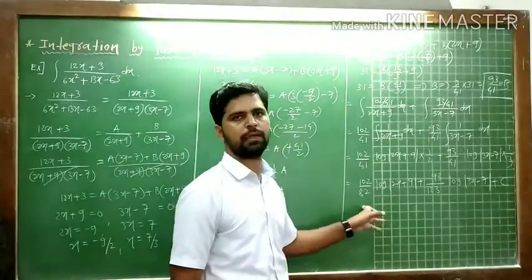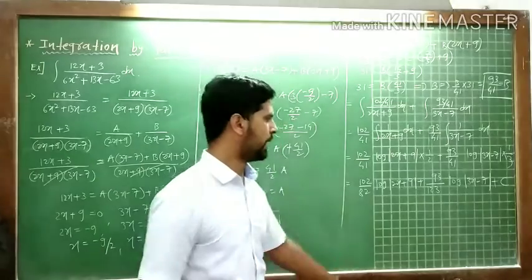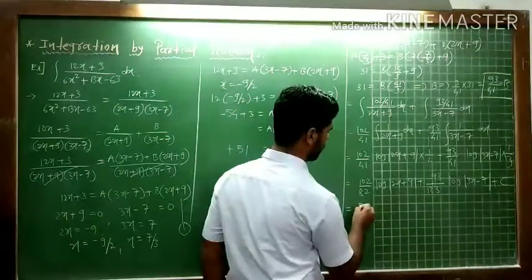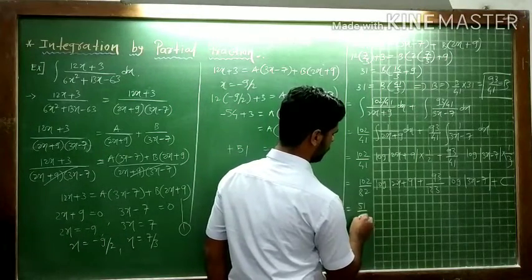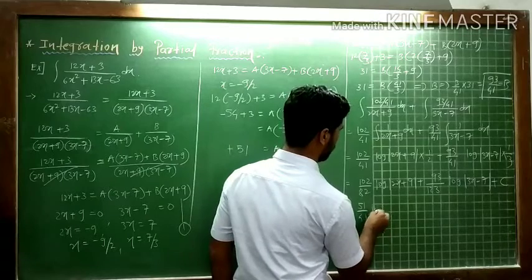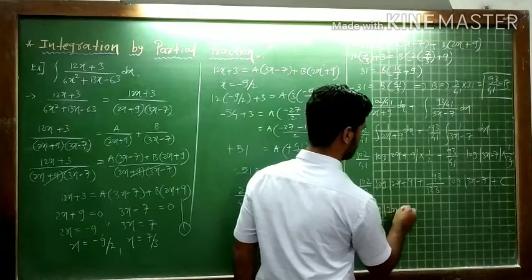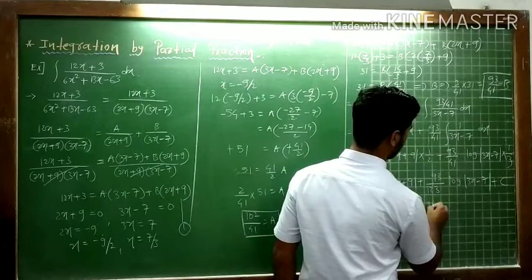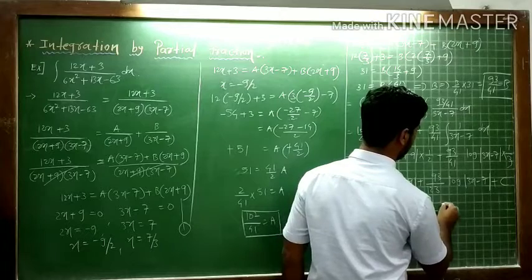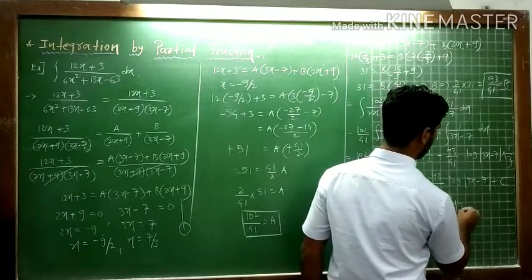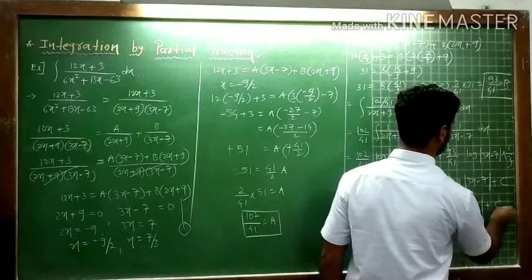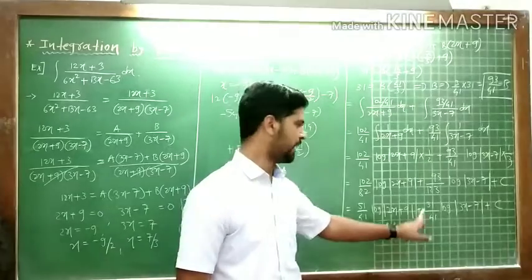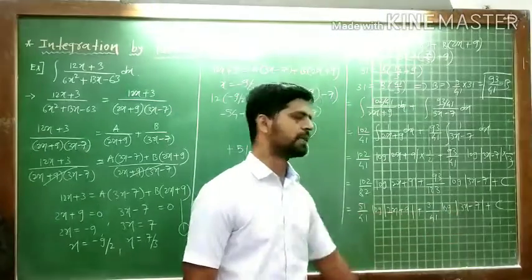If you want, you can divide this by 2, and this one also you can divide by 3 if you want. So if you divide here, what you will get? 51 by 41, right? Log 2x plus 9, and if you divide here by 3, in the numerator you will get 31 and here you will get 41 log of 3x minus 7 plus c. So this is your final answer: 51 by 41 log 2x plus 9, 31 by 41 log 3x minus 7.